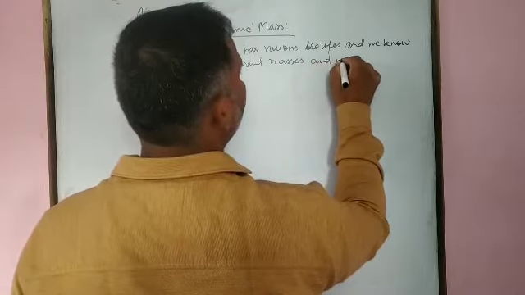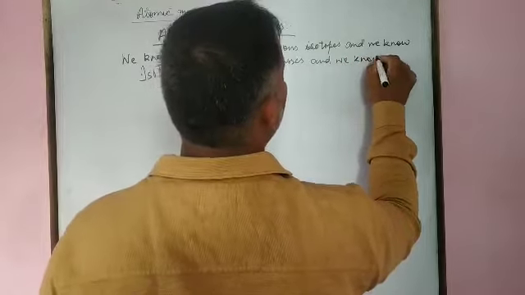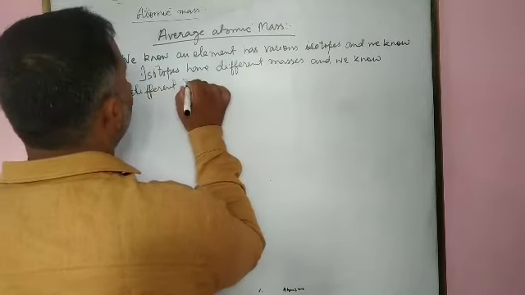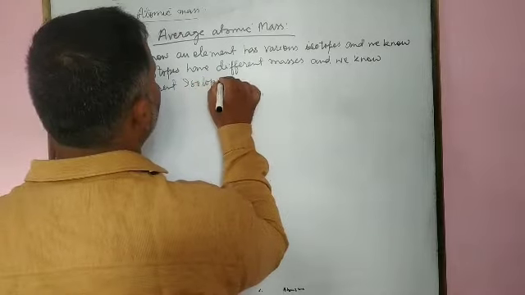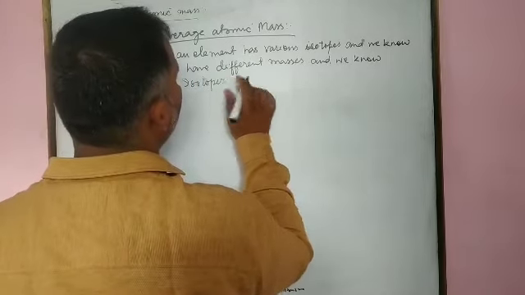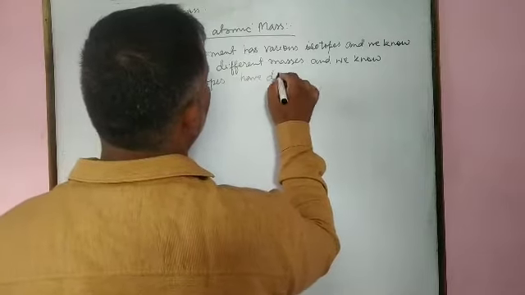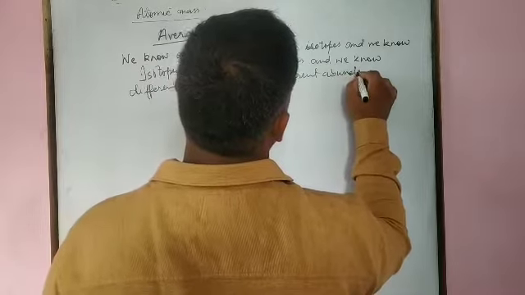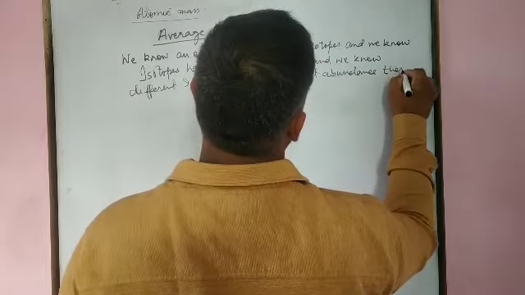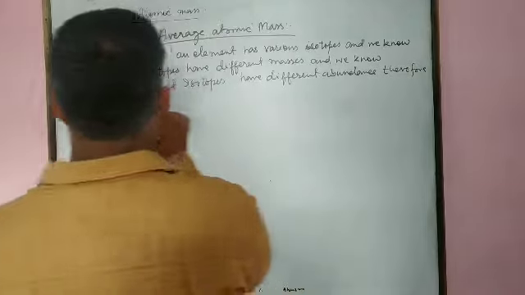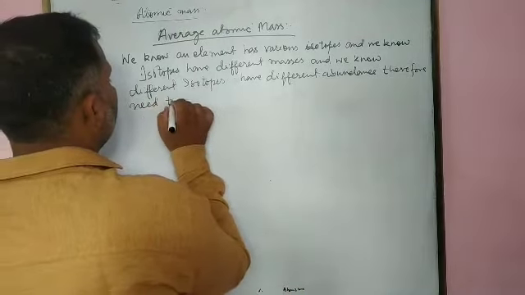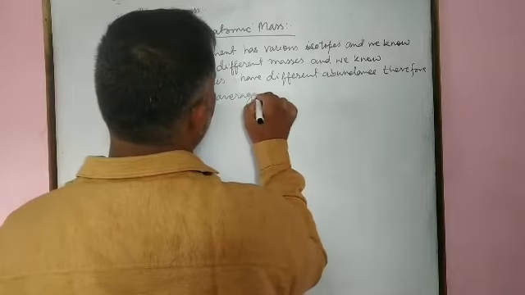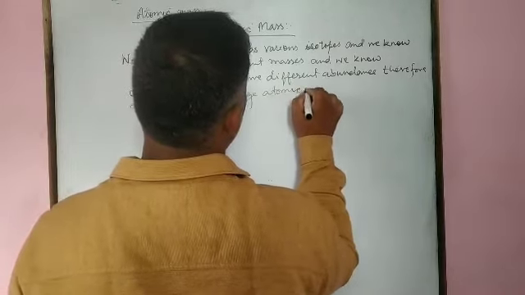And we know different isotopes have different abundance, therefore need to have average atomic mass.